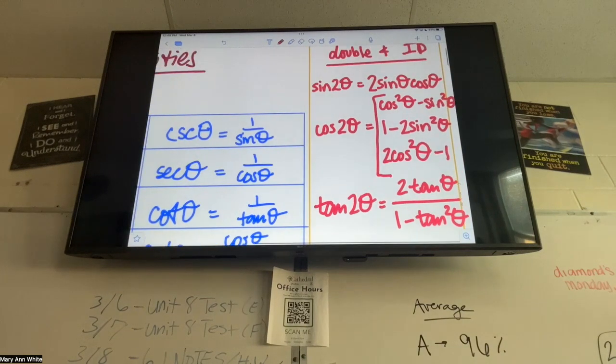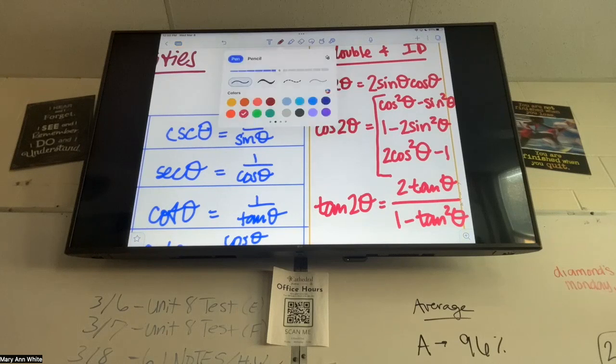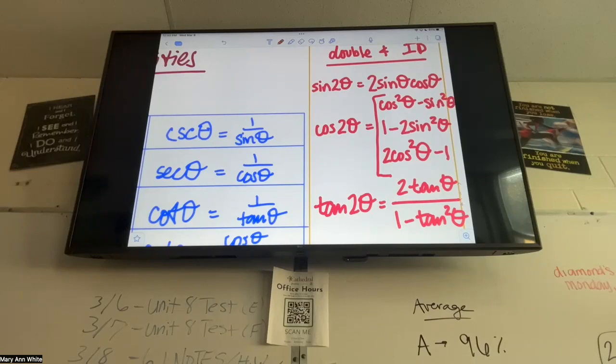So again, these were my double angle identities. We're going to use them momentarily, but I wanted you to have those as a reference for what we're moving into. Next, we're going to talk about half angle identities. Same thing, I'm just going to put them on the board, we're going to write them down. Take a second, make sure you have all of these down.